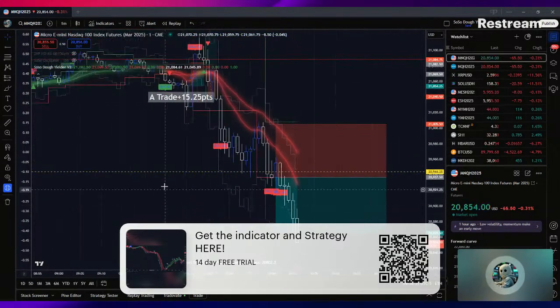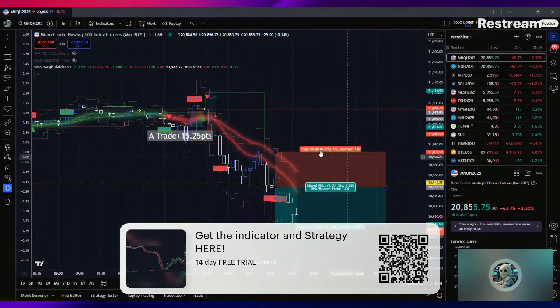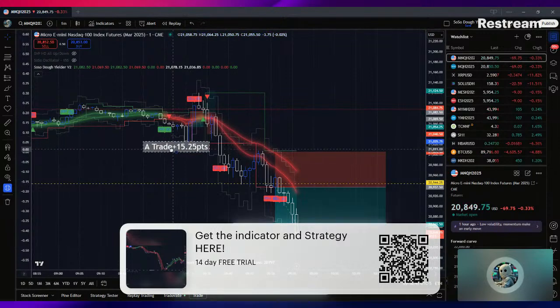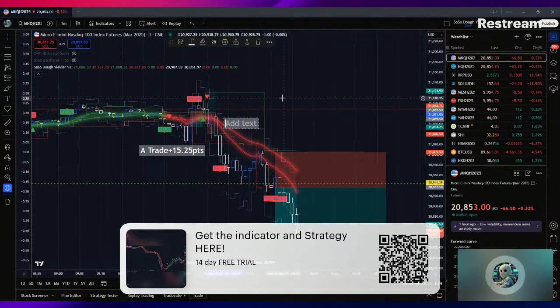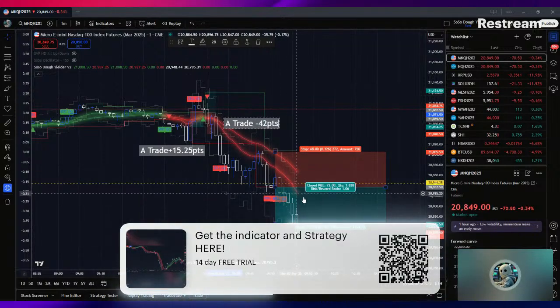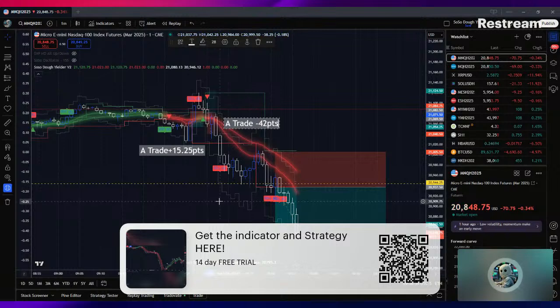All right, so that's going to be it for me for today. We got A trade 15.25, and then this one probably just should. I missed that trade and then entered on it late. I probably should have just left it off, but this was minus 42 points, and then this one's plus 72.